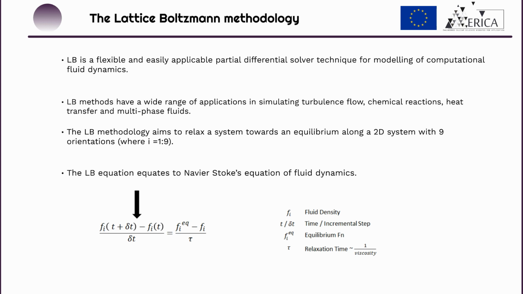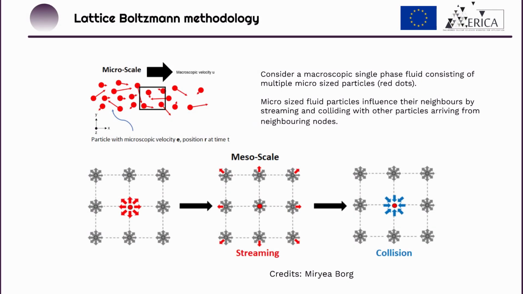Now let us move on to how Lattice Boltzmann actually works. Start off by considering a macro-sized body of fluid consisting of micro-sized particles, which are the red dots. Each particle is moving in the fluid with a certain velocity vector e, represented by the red arrows, and is found at a certain position in the fluid r at a given time t. These particles have various possibilities for interaction with one another. Let's look at a smaller area of this fluid enclosed in a little black box.